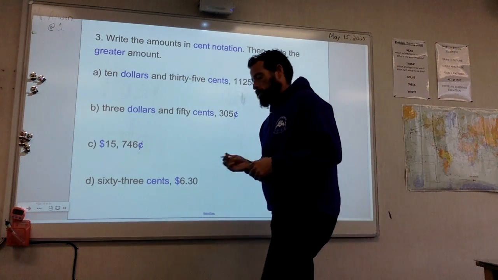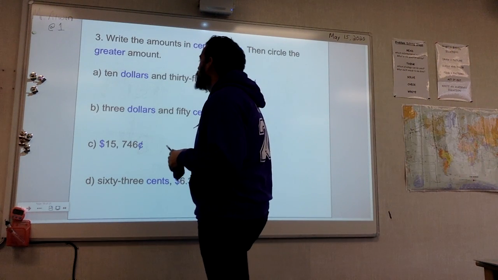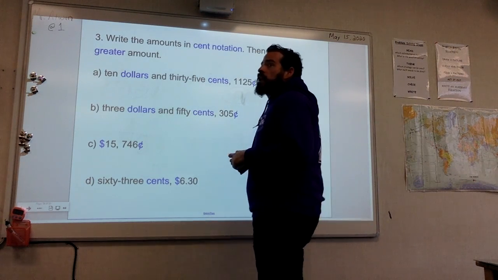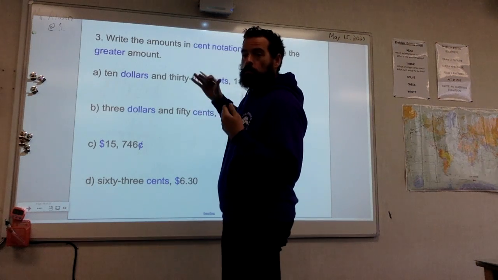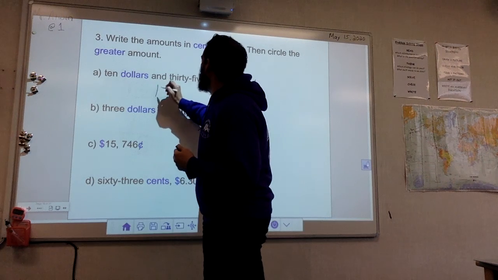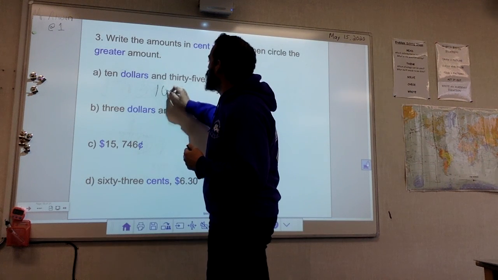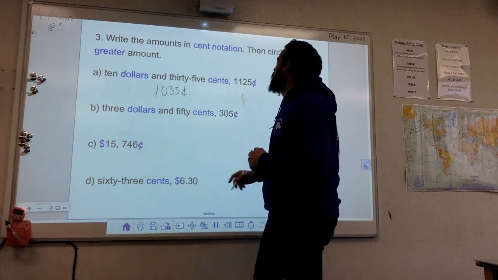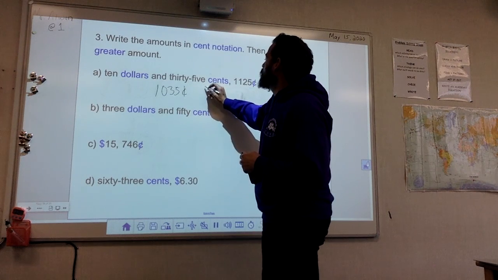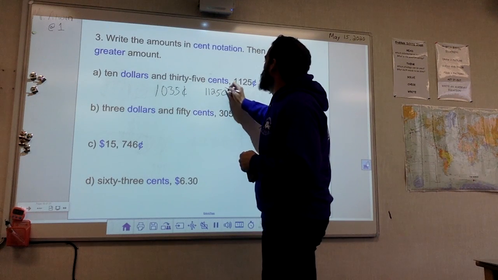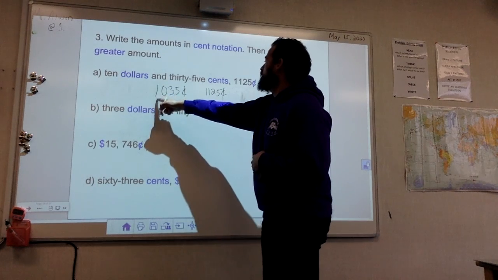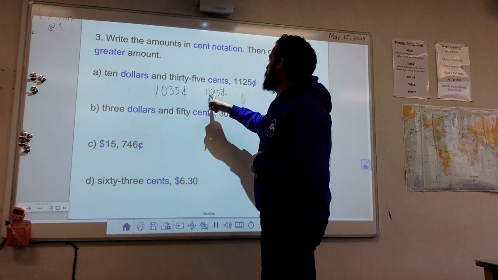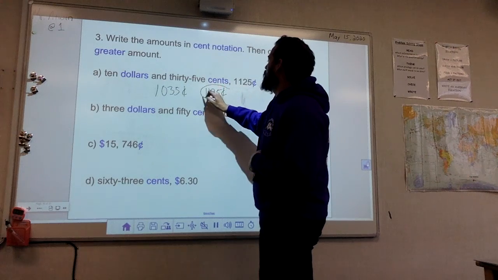So here I've got $10.35. If we have $10, that's going to indicate to me that that's 1,000 pennies or 1,000 cents. Then I have to have my 35, so 1,035 cents. Or it wants to know 1,000, and that's already in cent notation, 1,125 cents. Again, we have the same amount of digits, but I start from the left to see where I have a difference. Here I've got a 1, which is greater than 0. So that's the bigger amount.